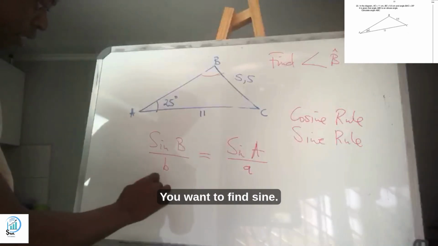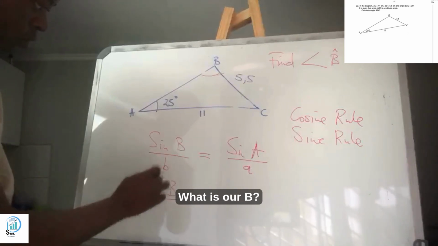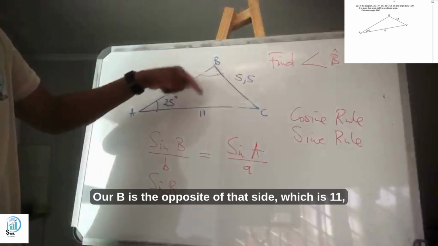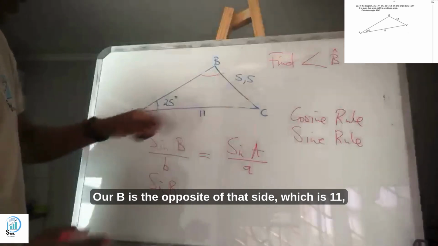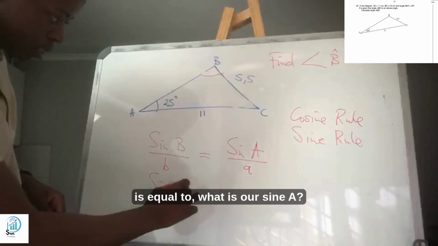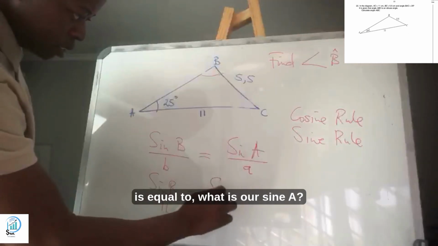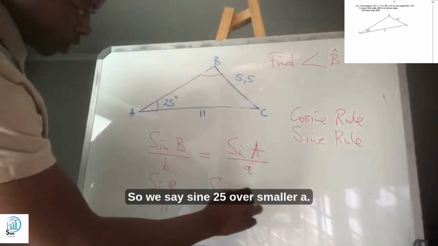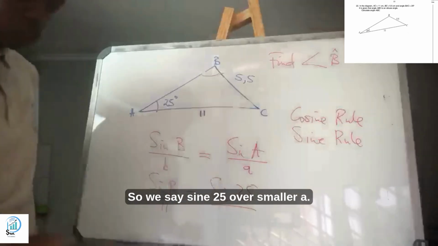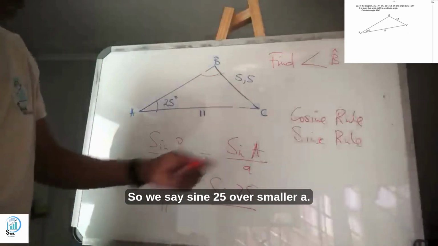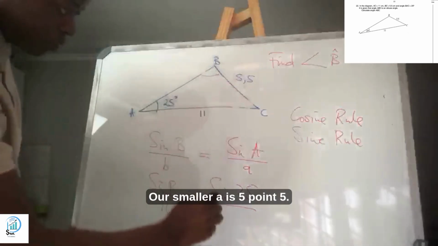You want to find sine B. What is our b? Our b is the opposite of that side, which is 11, is equal to, what is our sine A? Our A is 25, so you say sine 25 over smaller a. Our smaller a is 5.5.